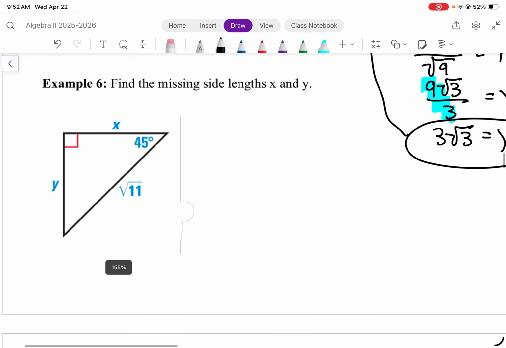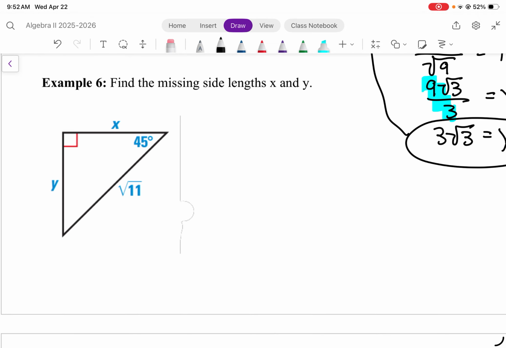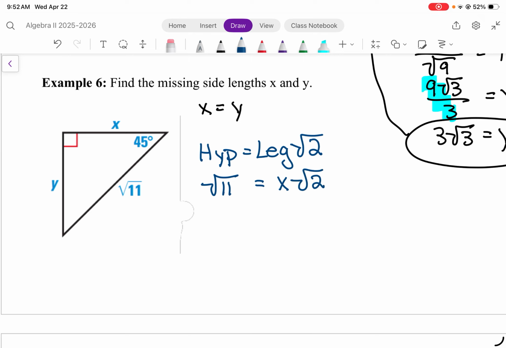All right. So then our last one, we have a 45, 45, 90. So I know x and y are going to be equal. If I find one of them, I know both of them. The only equation for that one is your hypotenuse equals whatever your leg is times the square root of 2. So my hypotenuse was the square root of 11, and I'm going to use x for my leg times the square root of 2. So I'm going to simplify.